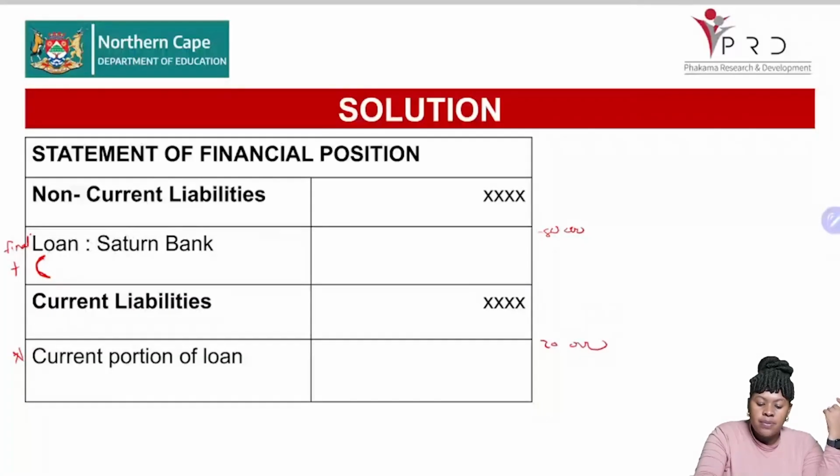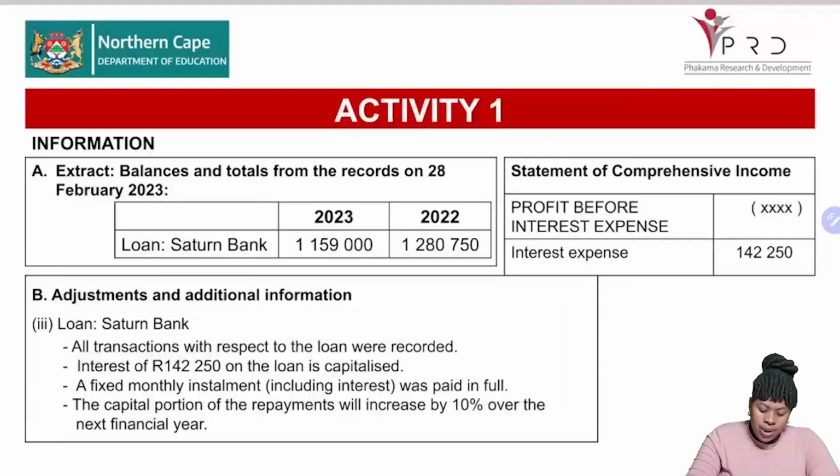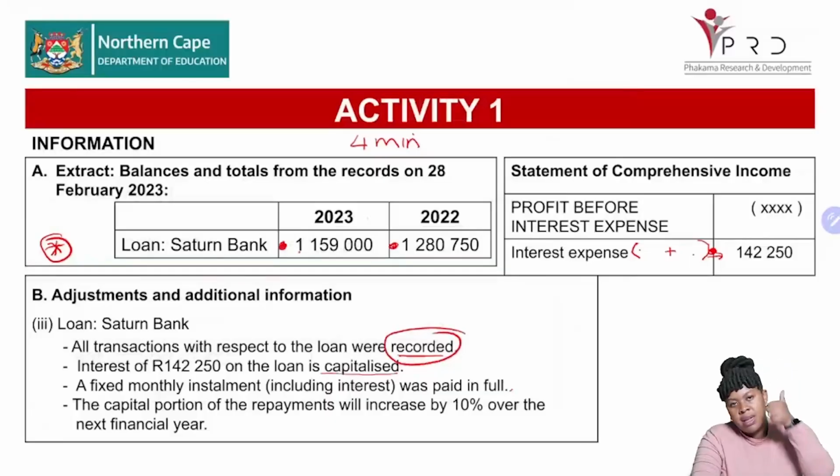But regardless of that, let me quickly go back to our example over there. Our example is saying that we are still owing this amount, the 1,159,000. Very simple thing, we already know what's happening there. We already have the amount. They've said that the loan has already been recorded, so this means everything is okay.